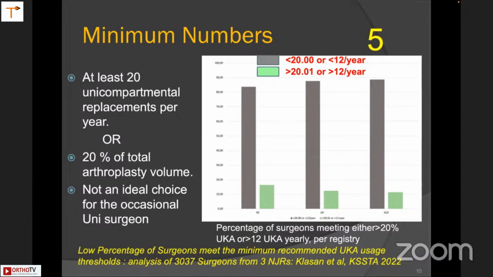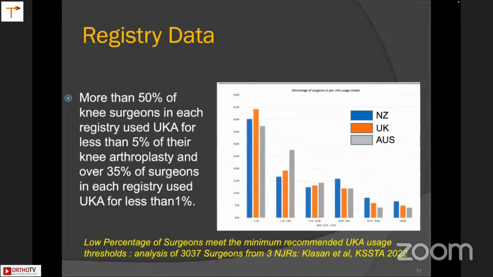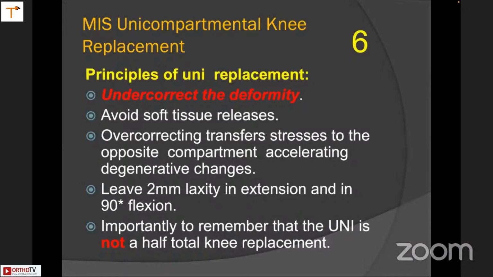These are some facts from a Claessen's article in 2022. You can see that there are very few surgeons who actually do this volume, and that's really what accounts for the poorer results. When we looked at the New Zealand, the UK, and the Australian registry, less than 5% of arthroplasty surgeons did more than 1% of these procedures.